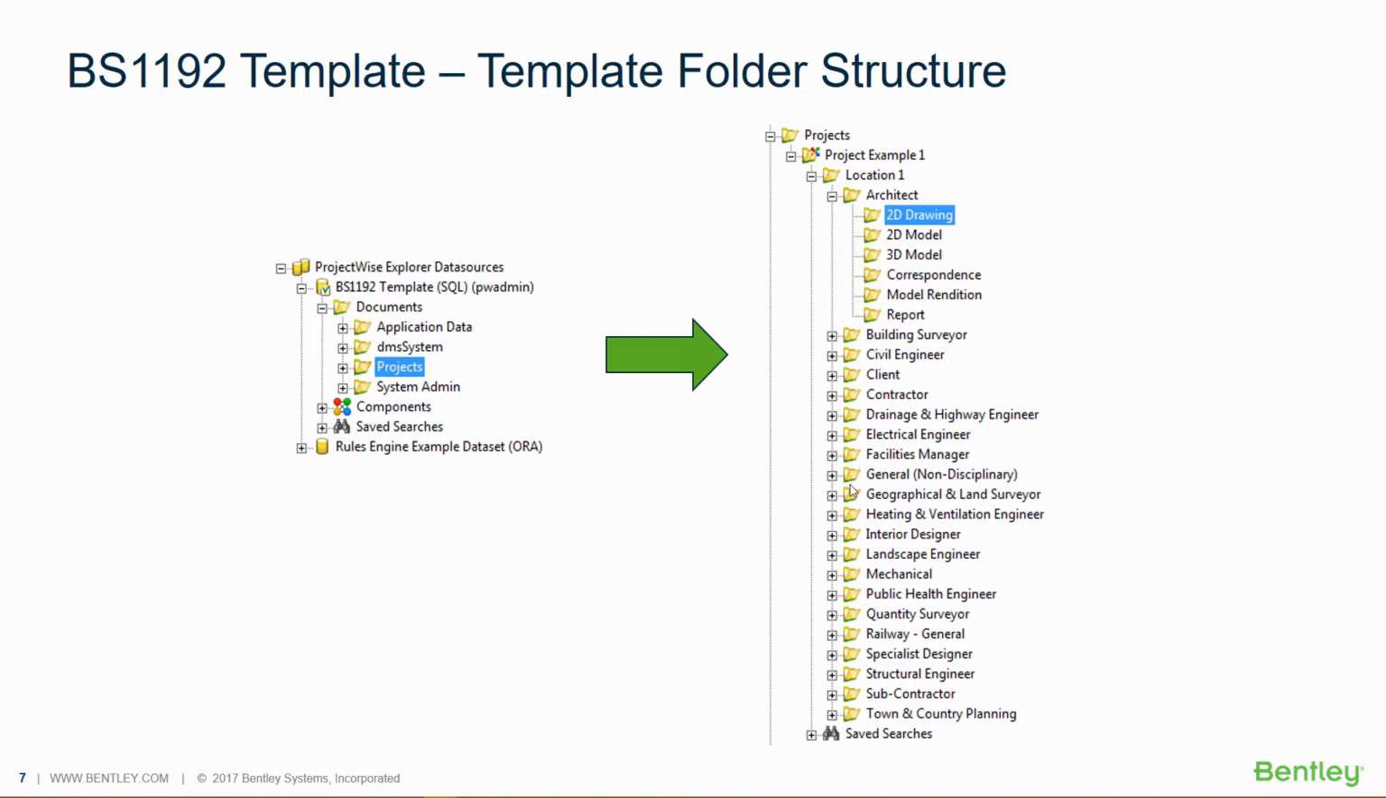By default, you've got multiple different disciplines, and within each discipline you've got 6 folders: 2D drawing, 2D model, 3D model, correspondence, model rendition, and report. So each discipline will have the same folders. This is not fixed. You can change this if you need to. If you don't need to have a drainage engineer folder, you can take that out. But what it does is to provide a repeatable and easy setup for new projects.